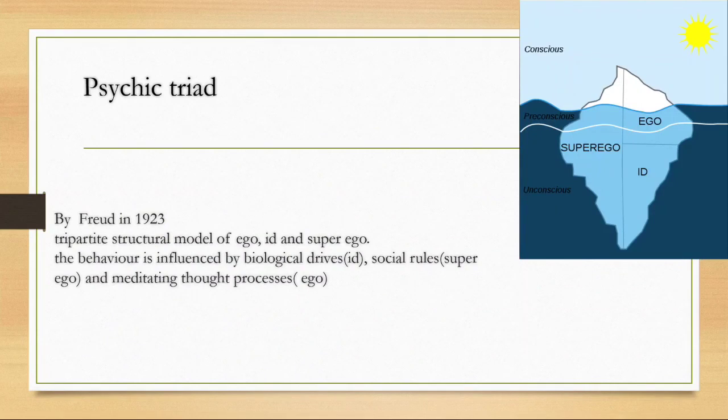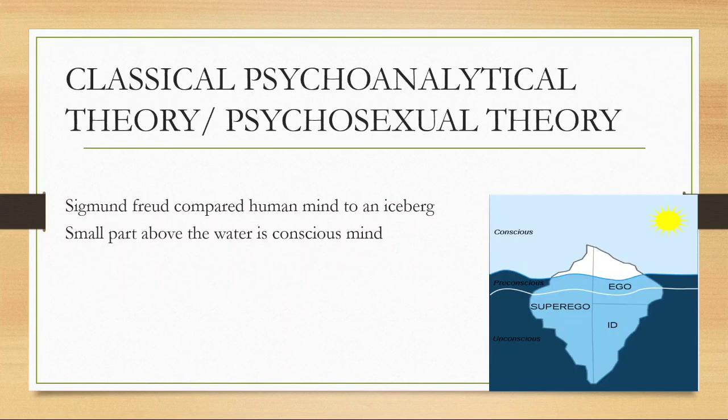The psychic triad was given by Freud in 1923, that is the tripartite structural model of ego, id and superego. Behavior is influenced by the biological drives, that is id, then the social rules, that is superego, and mediating thought processes, that is ego. So it was the classical psychoanalytical theory of psychosexual theory. He compared the human mind to an iceberg, where the small part above the water is the conscious mind.